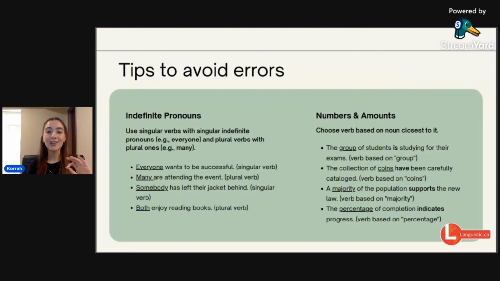All right, and finally, we have numbers and amounts. Choose the correct verb form based on the noun that's closest to the verb. You should focus on the main noun that is closest to it. And the one closest to the verb will determine its number, singular or plural. This is the noun that dictates the form of the verb you should use to maintain proper subject verb agreement.